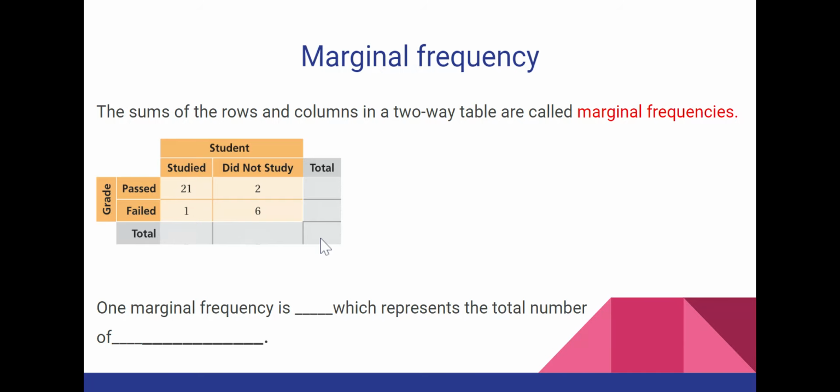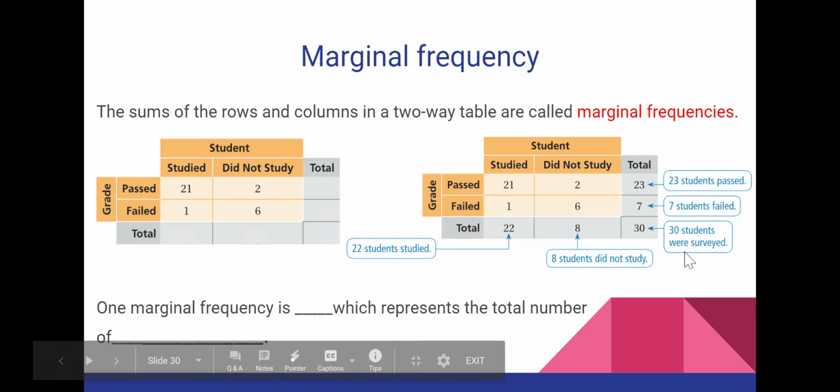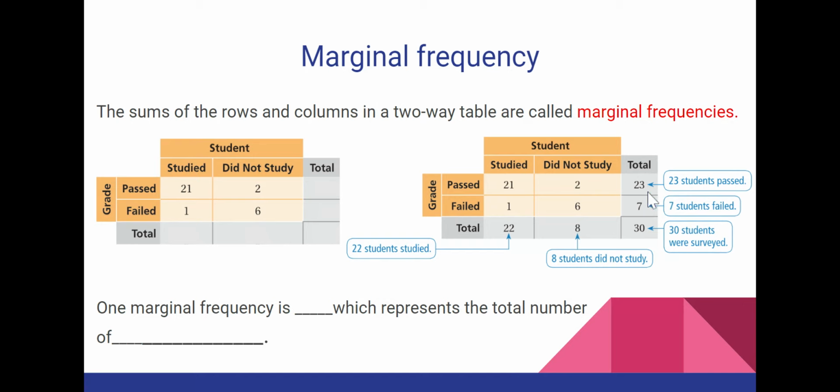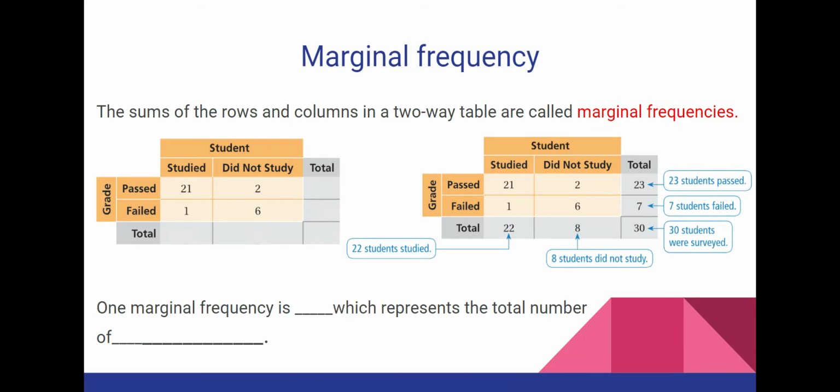And then at the end, you have this total number, which the columns and the rows have to add up to, because that is the total number surveyed, which is 30. So 23 plus 7 is 30. 22 plus 8 is 30, and that's how I know I did my math right, because the total is 30 students who were surveyed. So one marginal frequency, for example, is 22, which represents the total number of students who studied.